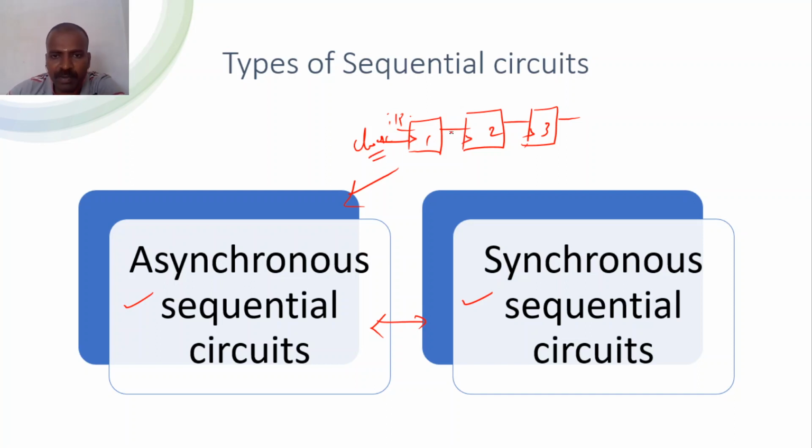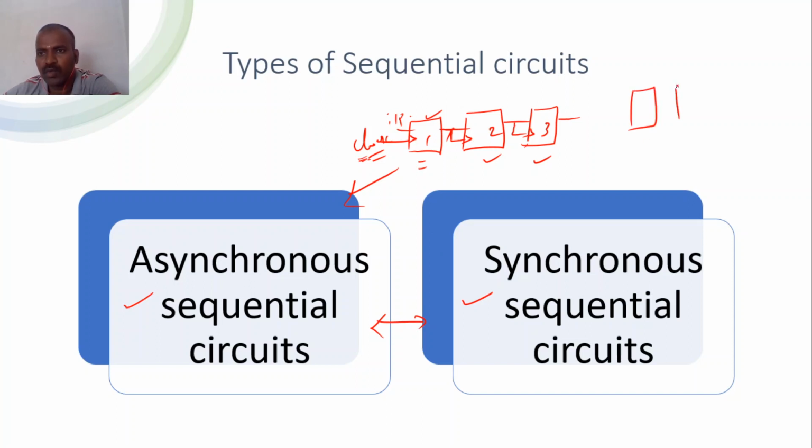But for the second flip-flop, the output of the previous flip-flop will be given as a clock, and for the third one, the second flip-flop output will be given as a clock. So the first device is driven only by the clock signal, while the second and third flip-flops are driven by the previous flip-flop output, which means all the devices will not work at the same time. It depends upon this output; the corresponding flip-flops will work. This is what asynchronous is.